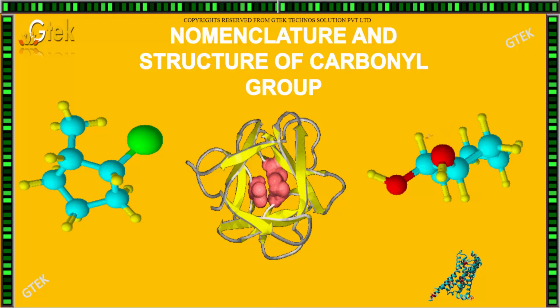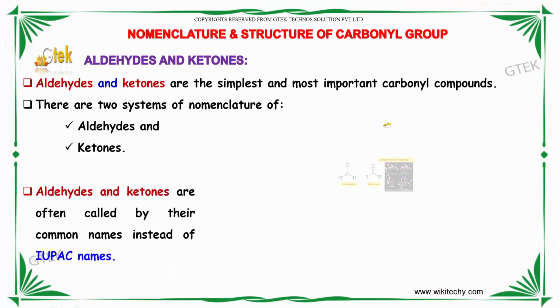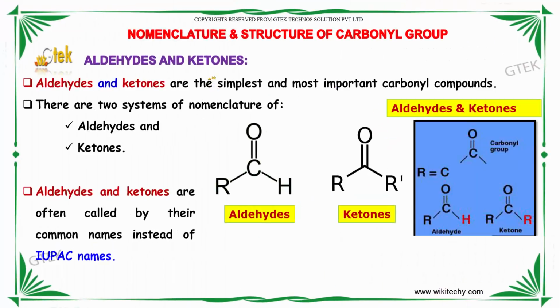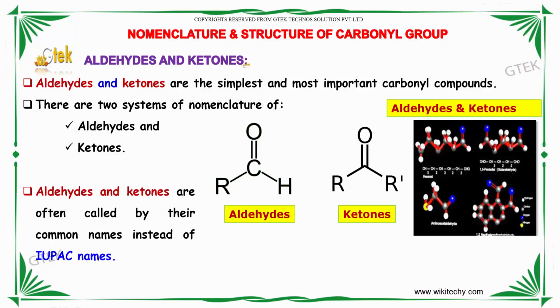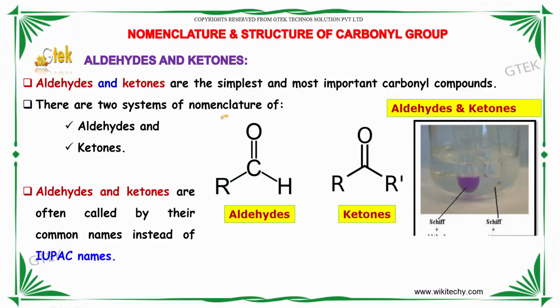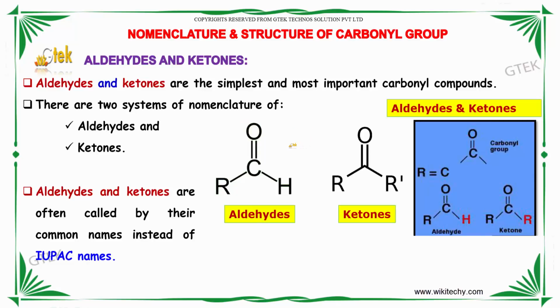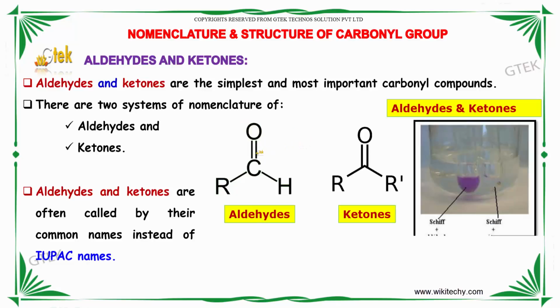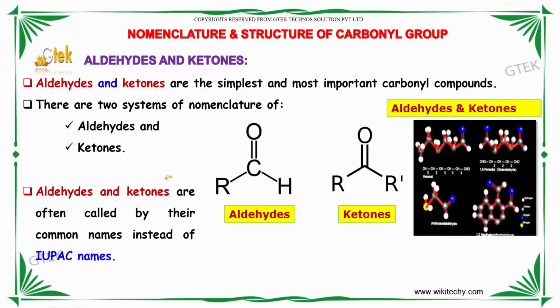Nomenclature and structure of carbonyl compounds. Now we'll be discussing aldehydes and ketones. Aldehydes and ketones are the simplest and most important carbonyl compounds. There are two systems of nomenclature for aldehydes and ketones. This is a very interesting topic because aldehydes and ketones are one of the major parts of organic chemistry.